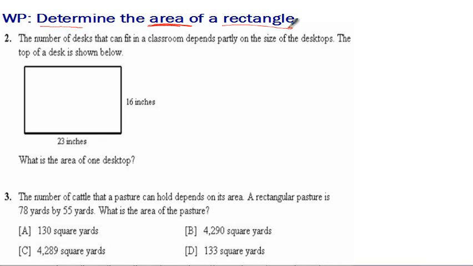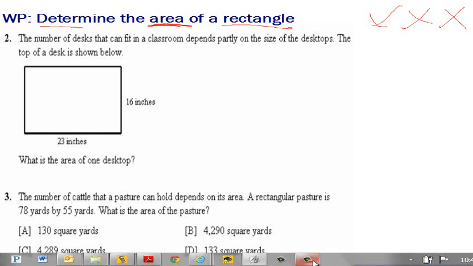As soon as you hear area, what comes into your head? Do you think add or you think multiply? Multiply. We think multiply, right? Immediately I think multiply, right? Yes. You have to multiply 16 times 23.